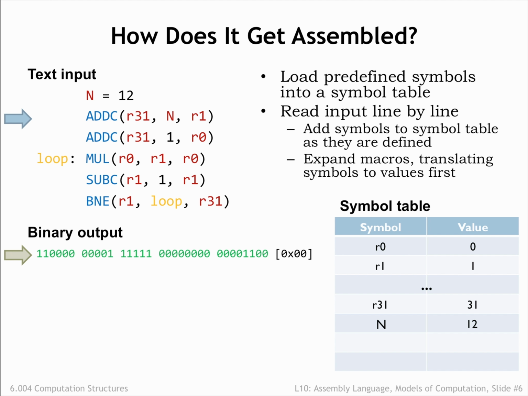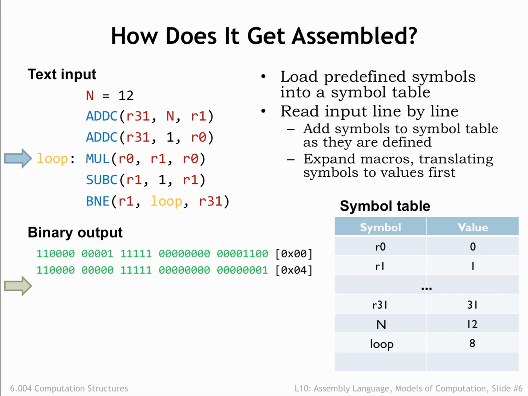The 32-bit value is formatted here to show the instruction fields, and the destination address is shown in brackets. The next instruction is processed in the same way, generating a second 32-bit word. On the fourth line, the label loop is defined to have the value of the location in memory that's about to be filled, in this case, location 8. So the appropriate entry is made in the symbol table, and the mul macro is expanded into the 32-bit word to be placed in location 8.